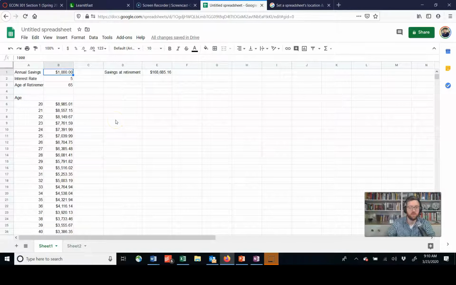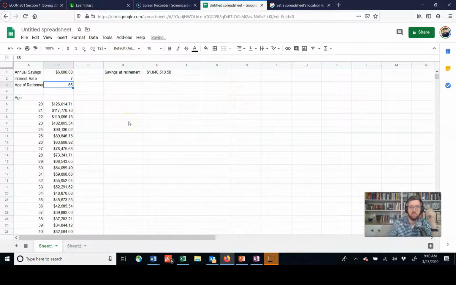Suppose you want to have $1 million to retire on. Well, if you save about $6,000 a year, you can see that that's enough to get you towards $1 million. What if you could invest at a higher interest rate, 7%? Well, now that $6,000 is worth about $1.8 million at the age of retirement. And if you just wanted $1 million, we could figure out how much you would roughly need to save to get it. And it looks like about $3,500 would get you pretty close to $1 million at 7% interest. So you can see the power of these interest rates is really strong.